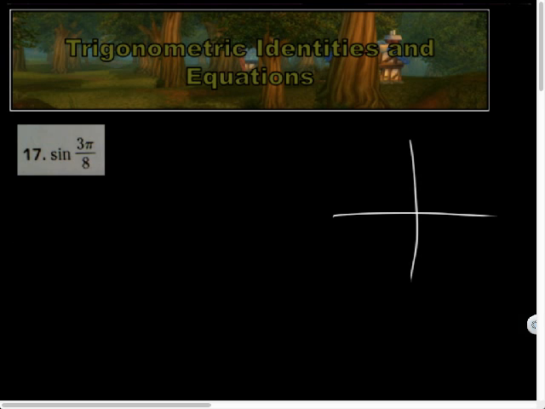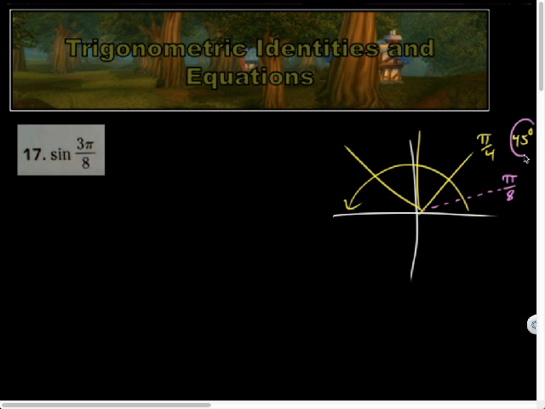So recall, friends, that pi is a full 180 degrees equivalent, right? So if I take this pi and divide it up into fourths, this would be pi over 4, which is the same as what in degrees? 45 degrees. So pi over 8 would be another slice of that. If I slice this in half, this would be pi over 8, and that would be half of 45 degrees, which is 22.5 degrees.